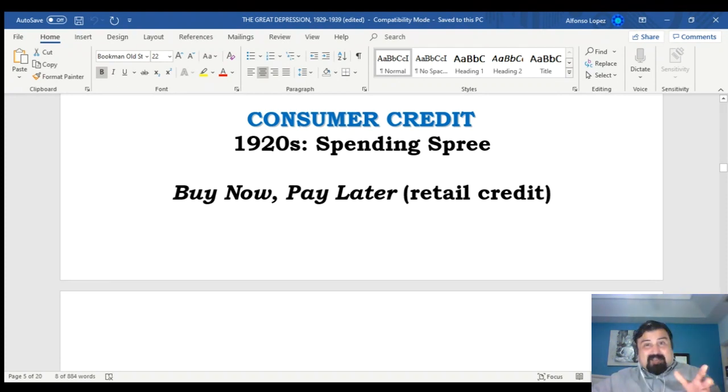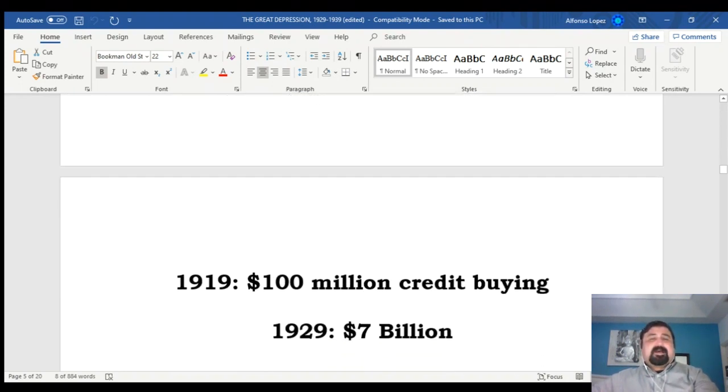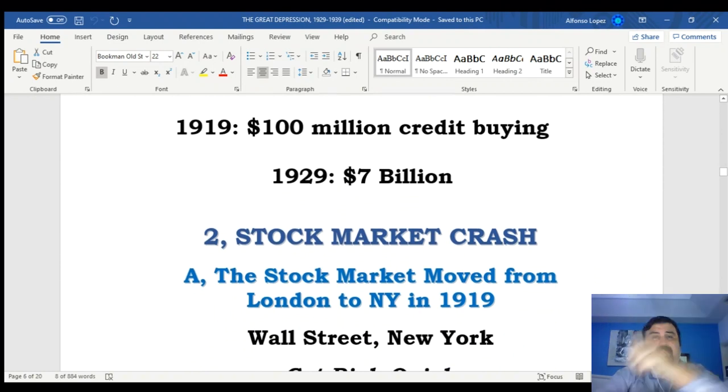So as long as you have a job, you can prove that you're employed, you're being given credit, and you're paying in installments to that retail store. It was very common in the 1910s, but most intensely in the 1920s.